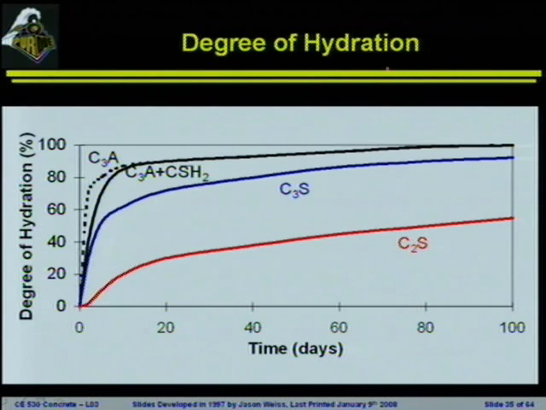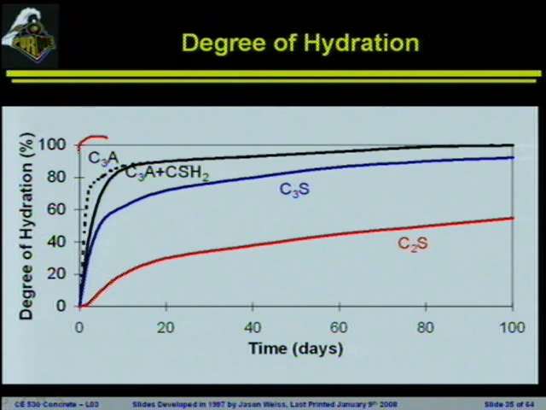All right. One of the things is each of the compounds is going to react at a very different rate. Here we are plotting this as a function of degree of hydration, so we're simply talking about how much of that compound has reacted. We're not making any judgments about its strength or its quality. We're just saying how much of this particular material has reacted. Degree of hydration is how much has reacted.